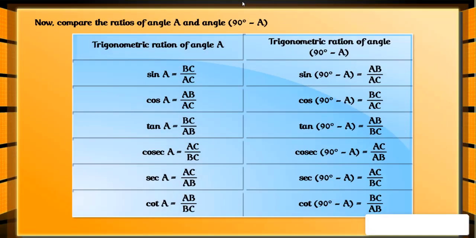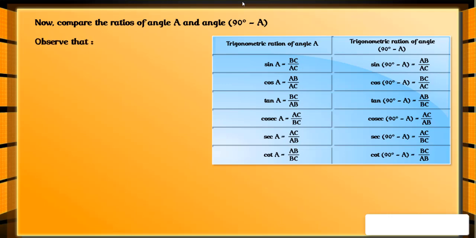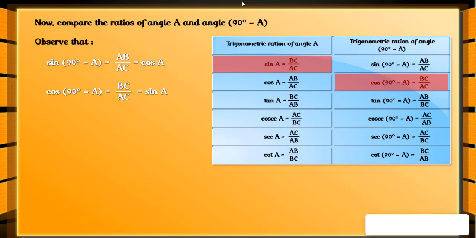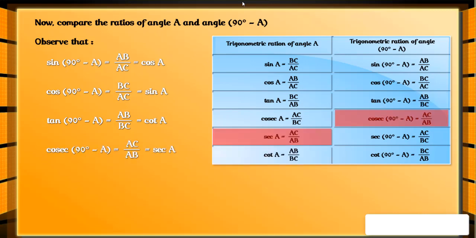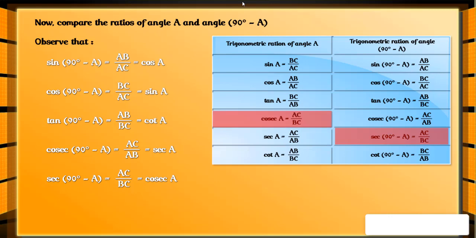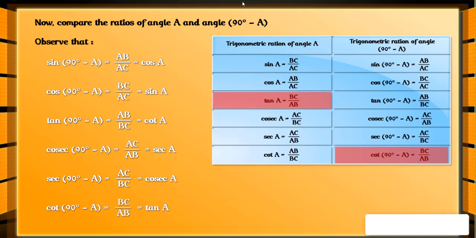Now compare the ratios of angle A and angle 90 degrees minus A. Observe that sine 90 degrees minus A is equal to AB upon AC, which is equal to cos A. Cos 90 degrees minus A is equal to BC upon AC, which is equal to sine A. Tan 90 degrees minus A is equal to AB upon BC, which is equal to cot A. Cosec 90 degrees minus A is equal to AC upon AB, which is equal to sec A. Sec 90 degrees minus A is equal to AC upon BC, which is equal to cosec A. Cot 90 degrees minus A is equal to BC upon AB, which is equal to tan A.